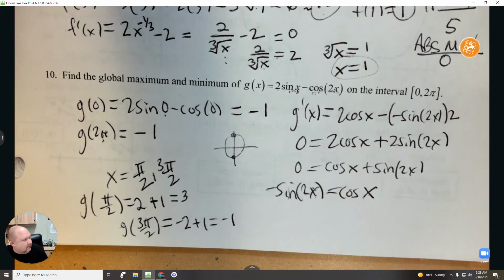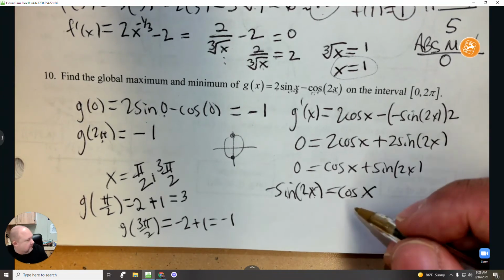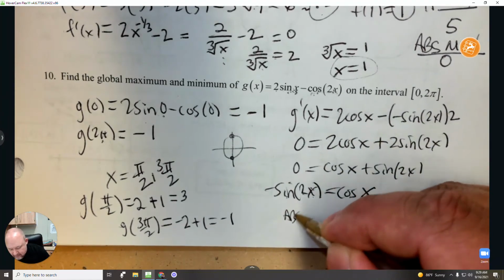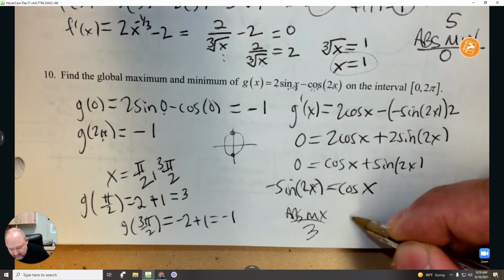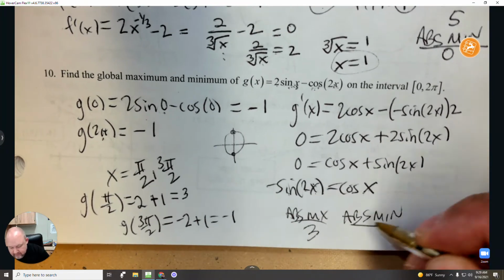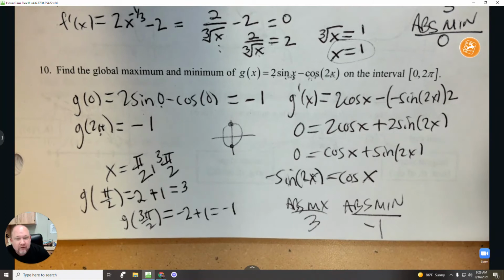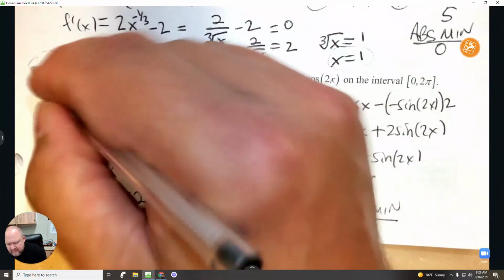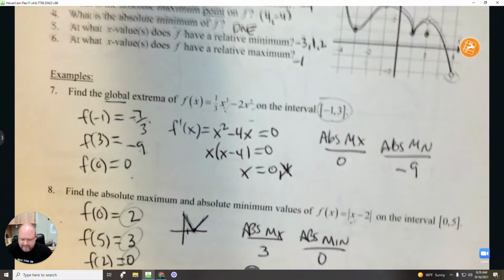And so the absolute max is 3. And the absolute minimum is negative 1. That's the lowest y value and the greatest y value. That was really tricky. All right, let's turn the page.